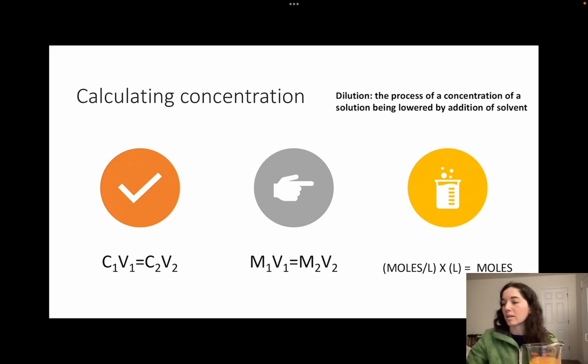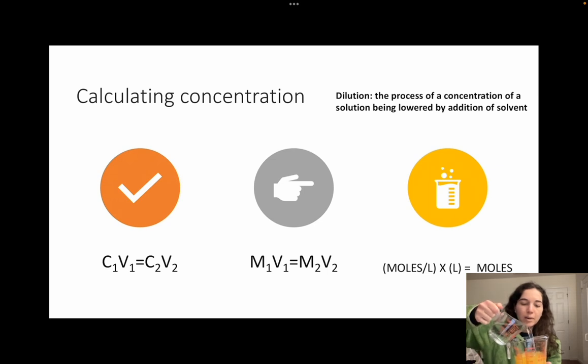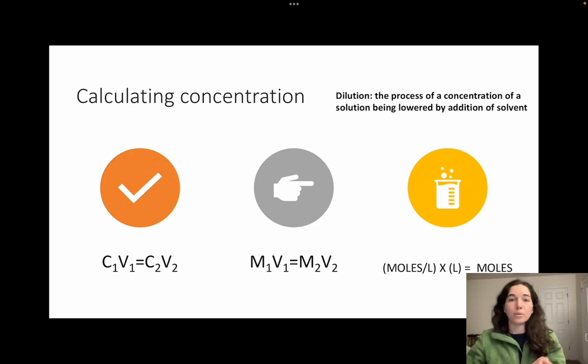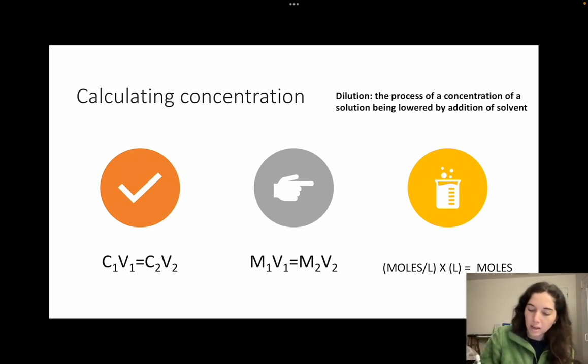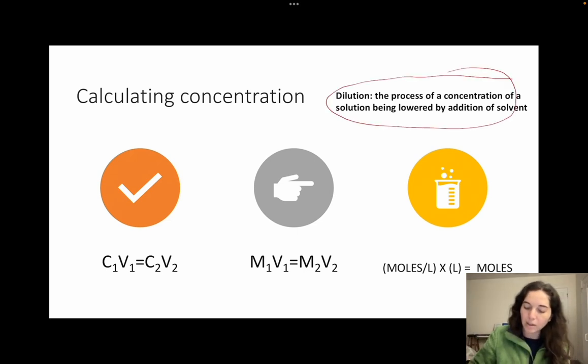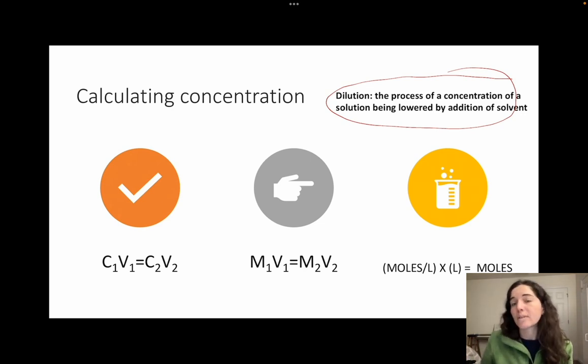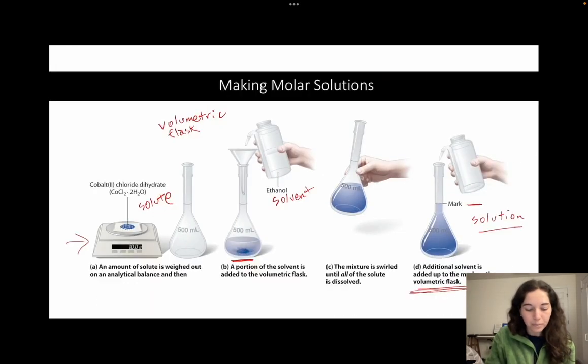So we go through this process called dilution, whereby we add more solvent to the solution. So if you take a cup of this and you add more water, it's becoming less concentrated. It's becoming lighter in color as well. And this is what we call dilution, the process of a concentration of a solution being lowered by addition of solvent. Now don't forget our definitions of solvent, solute, and solution that we went over in the previous video.